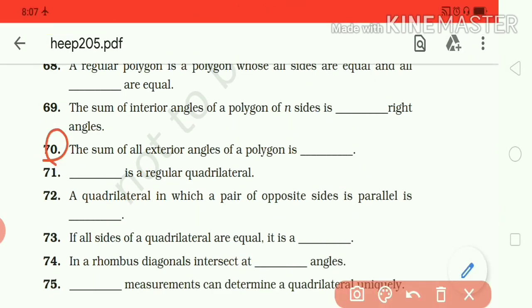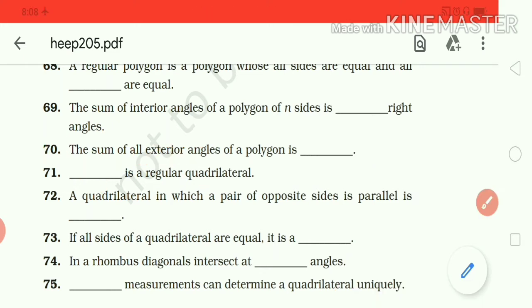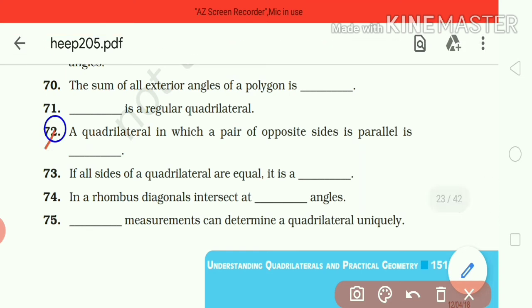This is question number 70. The sum of all exterior angles of a polygon is 360 degrees always. Dash is a regular quadrilateral. A square is a regular quadrilateral because only in the square all the sides are equal and all the angles are equal, of 90 degrees. Now come to question number 72.